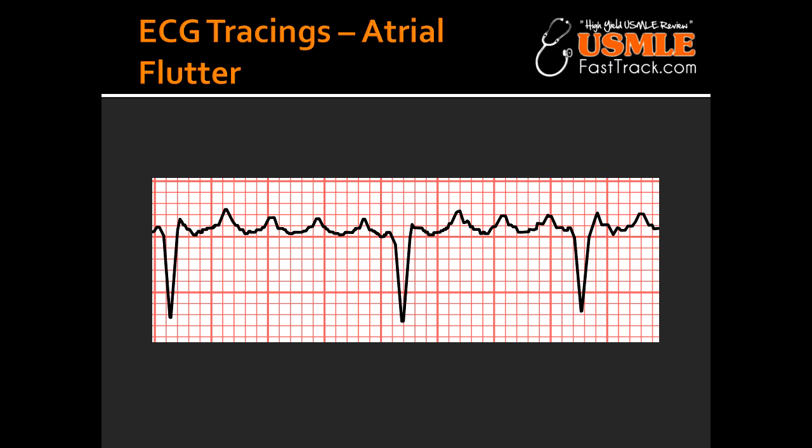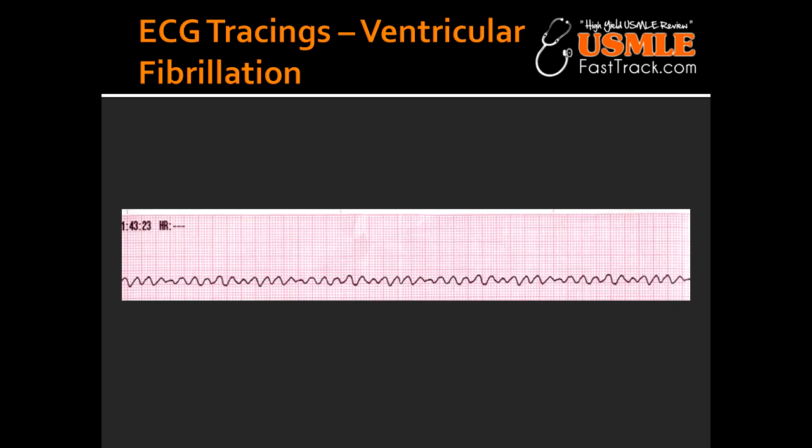What are some of the treatment options for atrial flutter? Some of the treatment options are pharmacologic conversion to sinus rhythm using class 1A, 1C, and 3 antiarrhythmics, and also rate control using beta blockers or calcium channel blockers. ECG tracings, ventricular fibrillation. What is ventricular fibrillation? Ventricular fibrillation is a completely erratic rhythm with no identifiable waves.